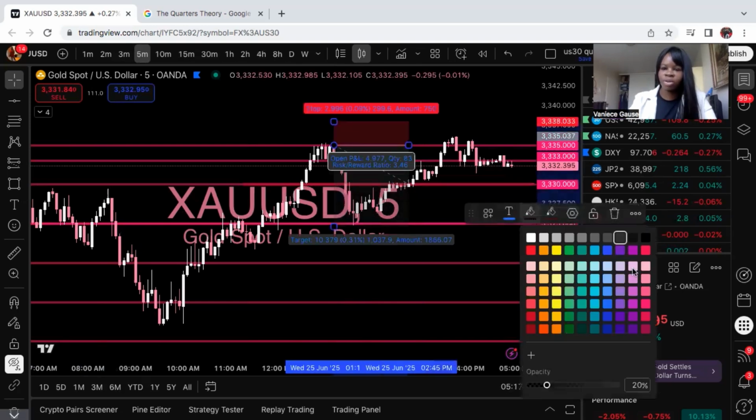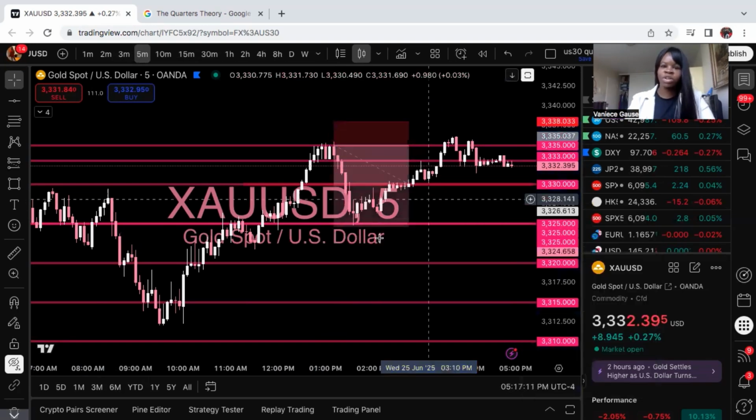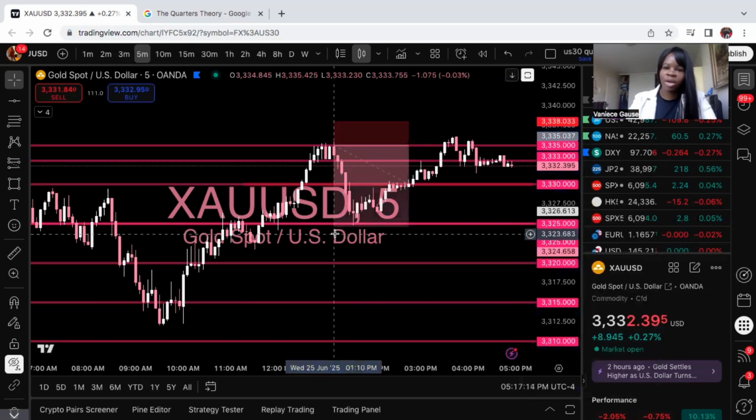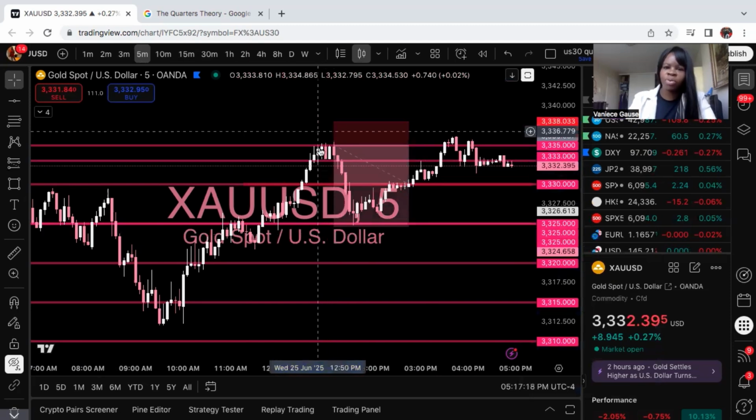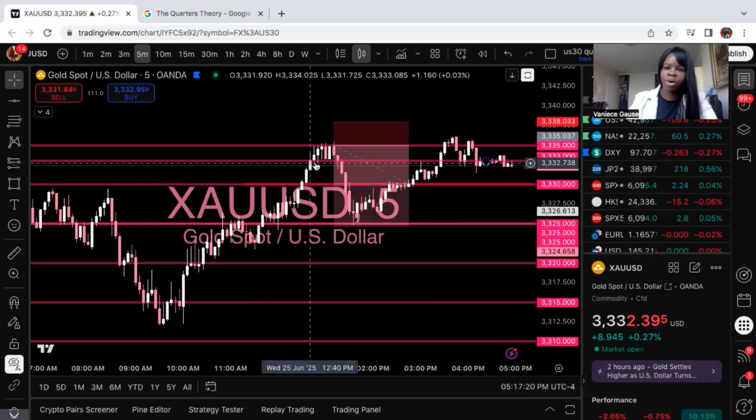The color is bothering me, so I am going to change the color. But this would have been a 1 to 3 risk to reward on this trade. You would have entered right here. And you're like, Venice, why would I have entered for a sell here? Okay, well, for instance, we couldn't break above 33.35. And as I said, it is a psychological level.